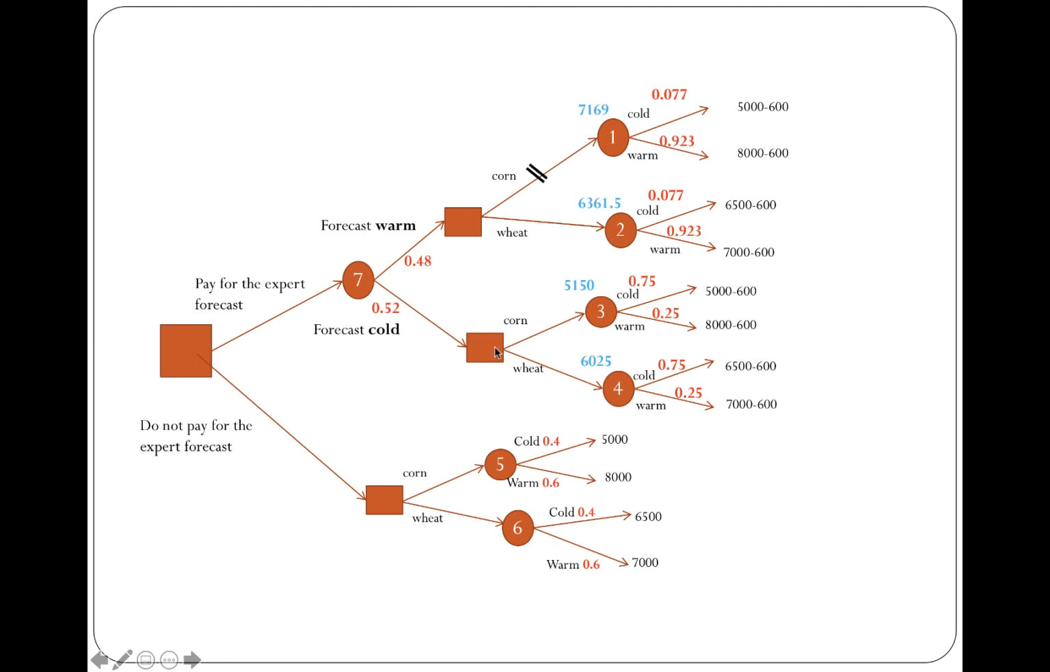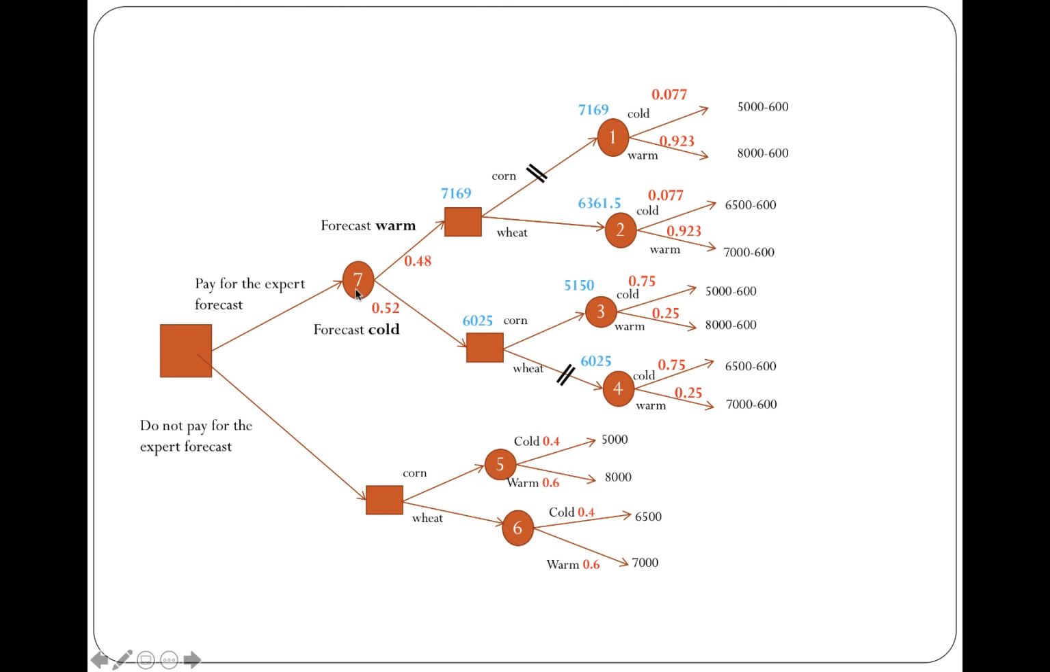$7,169. How about here? If we ever are at this decision making point, what is the best decision to go with, planting corn or planting wheat? And as you can see, since planting wheat leads to higher expected earnings, we are going to make a decision to plant wheat in this scenario. And then the value of these decisions would be $6,025.